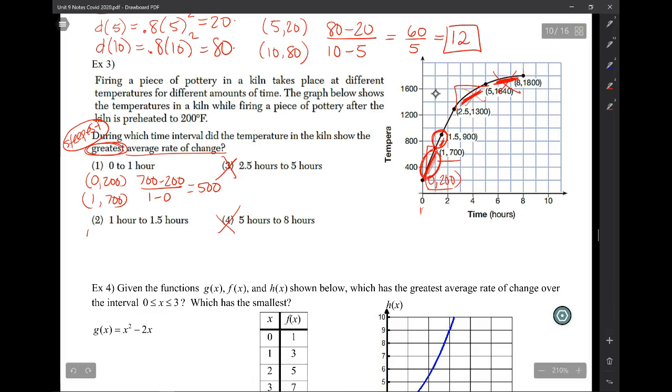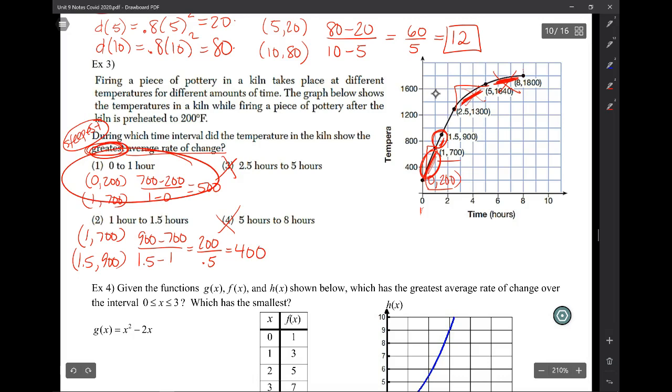1.5, or 1 comma 700, I guess, and 1.5 comma 900. So y2 minus y1 over x2 minus x1. So 200 divided by 0.5. 200 divided by 0.5 is 400. And so if I want the greatest, the first option is the winner.